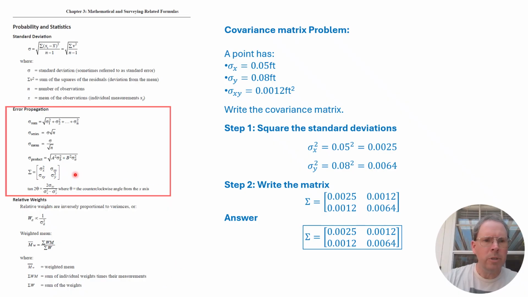Okay, this next one is the covariance matrix you can set up, and I've got an example problem. So let's say a point has a standard deviation for x of 0.05 feet, for y 0.08 feet, and for xy 0.0012 square feet. Write the covariance matrix. So you're going to square the standard deviations and set it up just like it is in this formula here. You put all the numbers in, and it's in matrix form. You can solve the matrix on your calculator if you want to, but that's the basics for that one.